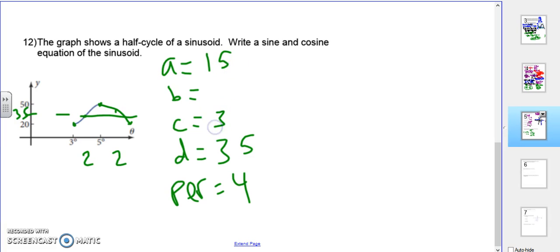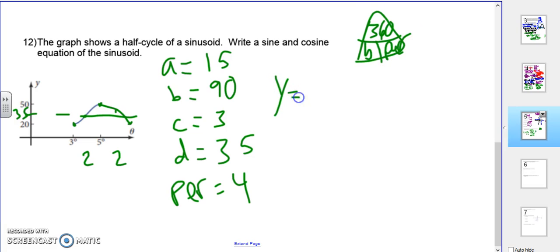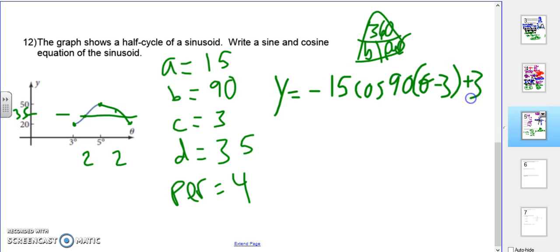My c value, I'm starting at 3, and this is in degrees. So 360 divided by 4 is 90, because remember, 360 is the period if it's in degrees. So y equals, this is a negative cosine graph, so negative 15 cosine of 90 theta minus 3, plus 35.